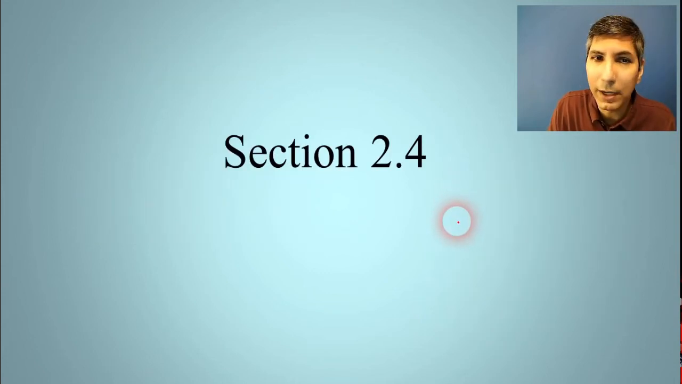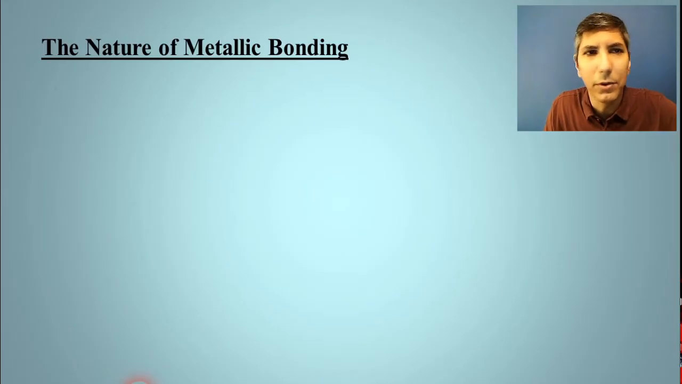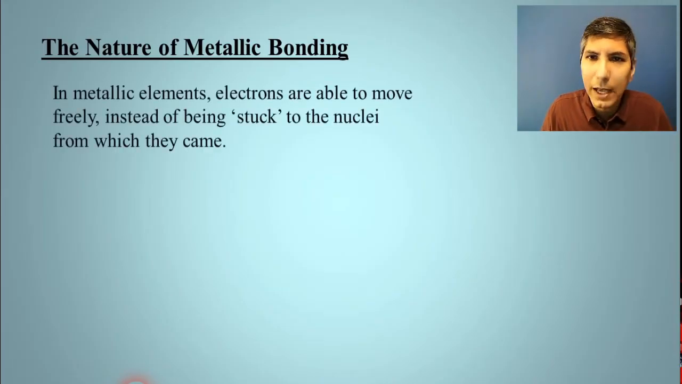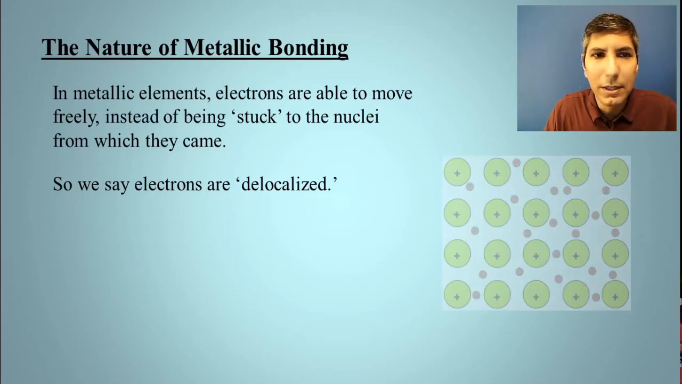Now we're going to jump right into section 2.4 and talk about metals and how those work. We talked about those a little earlier, but we'll talk about those some more here. Now, we said earlier that metals do not have the electrons basically frozen or stuck to the individual atoms. Those electrons are able to move around fairly freely. And so we say that those electrons are delocalized.